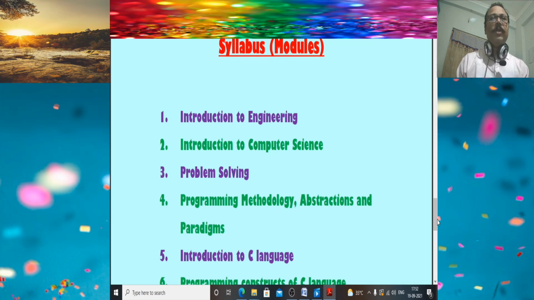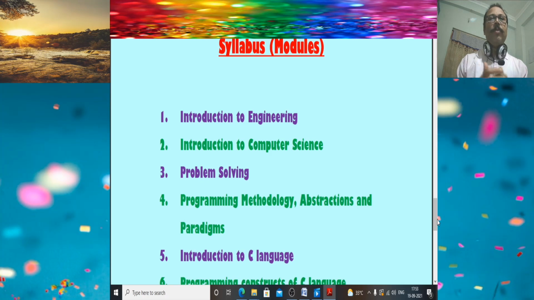Problem solving. We discuss Polya's problem solving techniques here, and how you solve the problems. What are the problems which you have to consider? We will classify the problems also: problems which can be solved, and problems which cannot be solved by computers. Next, programming methodology, abstractions and paradigms.